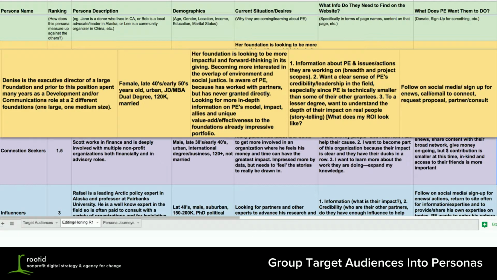And then what does specific environment want from them? They want them to join on social media or follow, sign up for their e-news, and ultimately they want them to request a proposal, right? Because you want the foundation to call you up and say, give us a proposal, we want to give you money. Or they want some sort of partnership if they're consulting with other organizations that this person might be involved with.